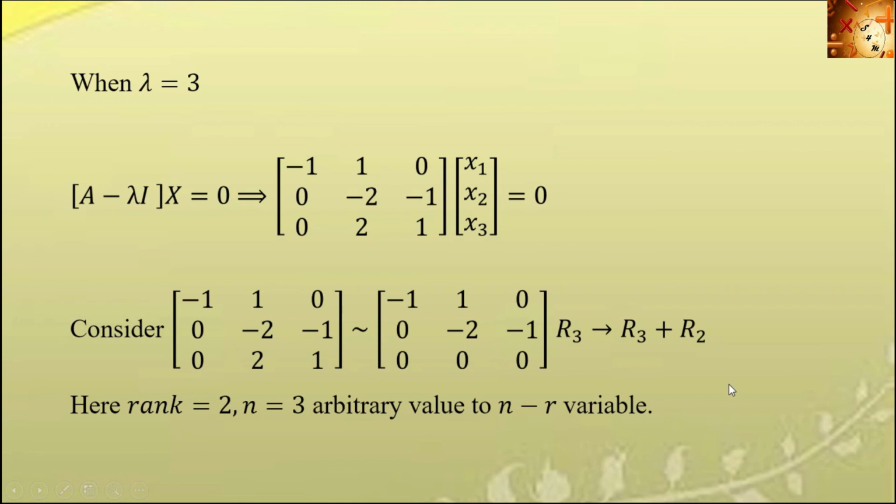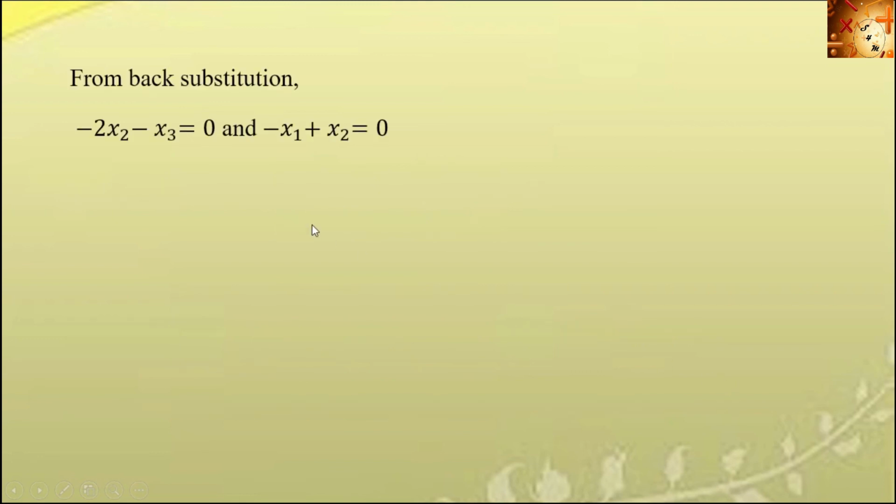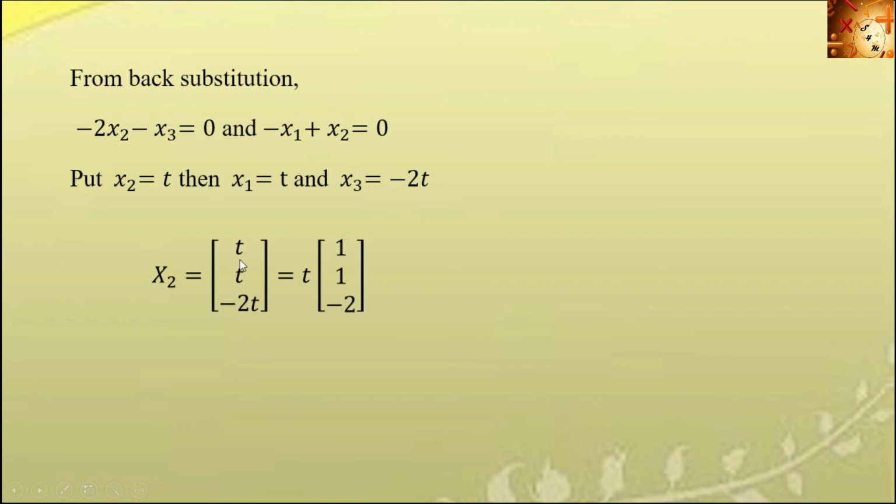By back substitution, we have minus 2 x2 minus x3 equal to 0 and minus x1 plus x2 equal to 0. Put x2 equal to t, then x1 equal to t and x3 equal to minus 2t. The eigenvector is t, t, minus 2t, with t taken as common, 1, 1, minus 2. So x2 equal to 1, 1, minus 2. So these are the eigenvectors corresponding to the eigenvalues 2 and 3.